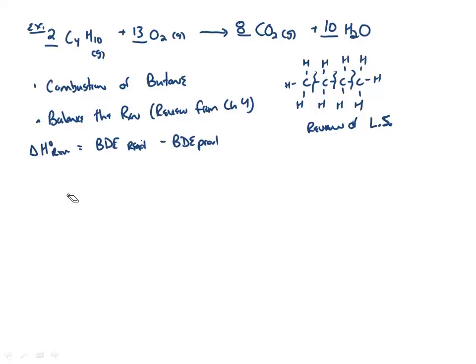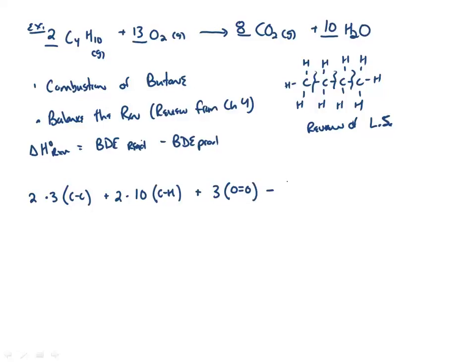Oh, I see, I just wrote it funny. So I've got 2 molecules, I've got 3 carbon-carbon bonds to break. I've got 2 molecules, and because there's 10 carbon-hydrogen bonds, I've got 10 of those bonds to break. And then I've got 13 oxygen molecules that I have to break, so that's breaking O=O double bonds.